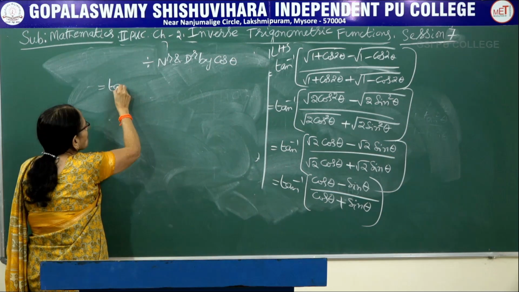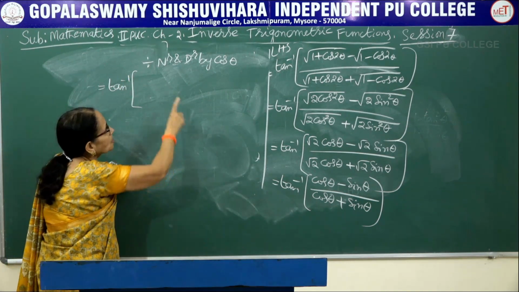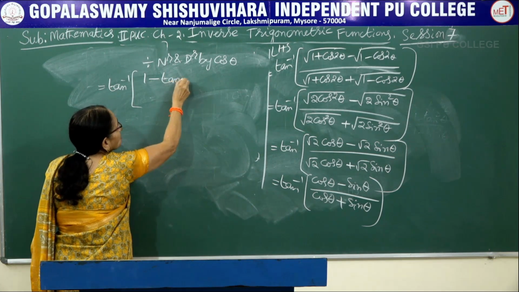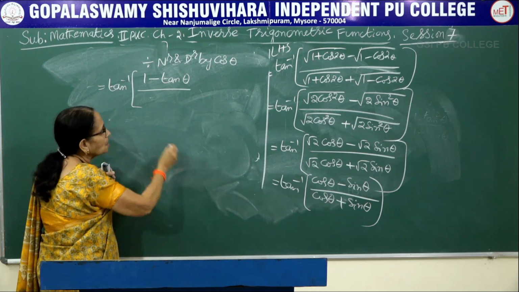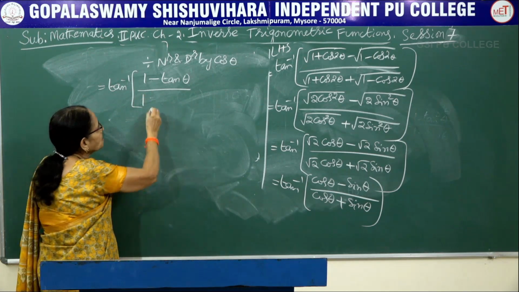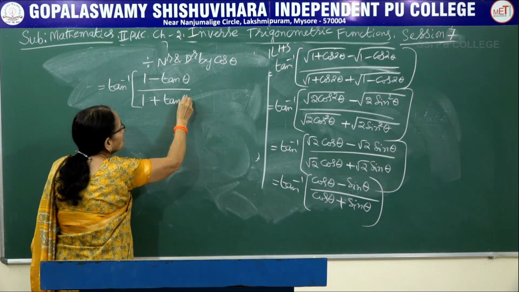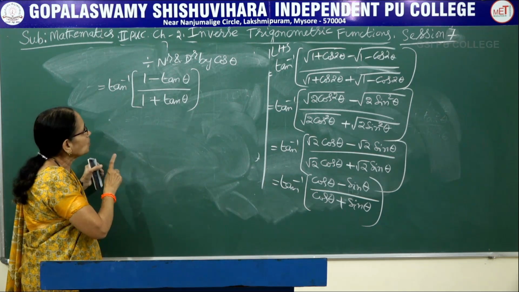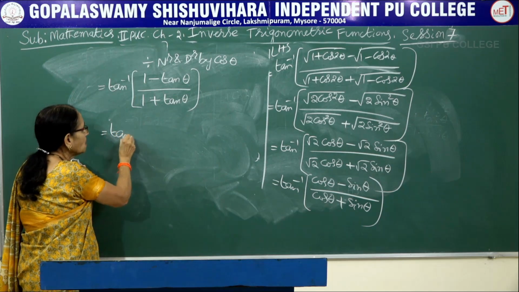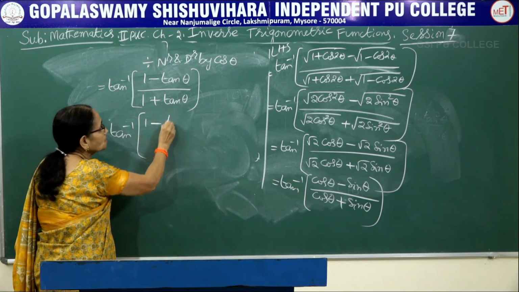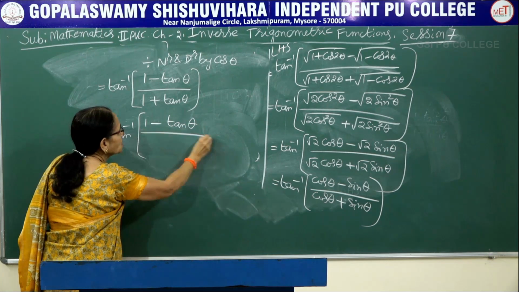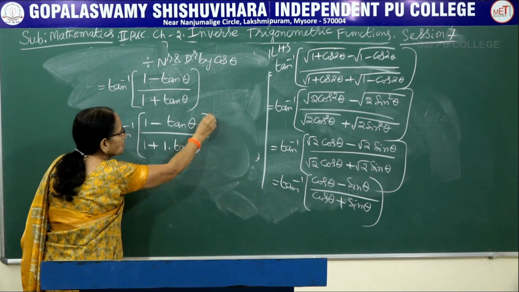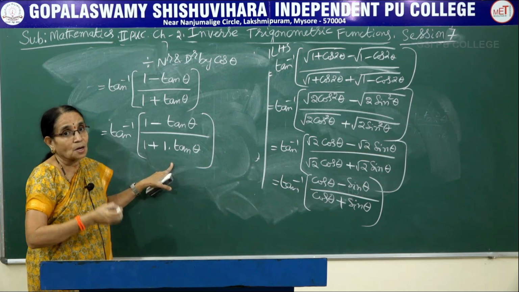So how do you write this one? The left hand side is tan inverse of cos theta by cos theta, which is 1, minus sin theta by cos theta, which is tan theta, divided by cos theta by cos theta, which is 1, plus sin theta by cos theta, again tan theta. So tan inverse of 1 minus tan theta over 1 plus tan theta. Now again I rewrite so that it comes to the standard form. 1 minus tan theta: this tan theta, I can write it as 1 into tan theta.